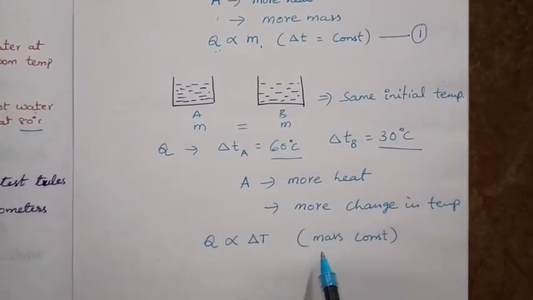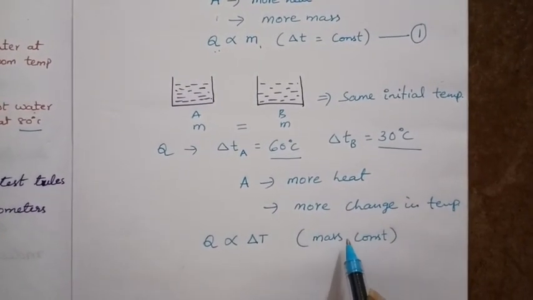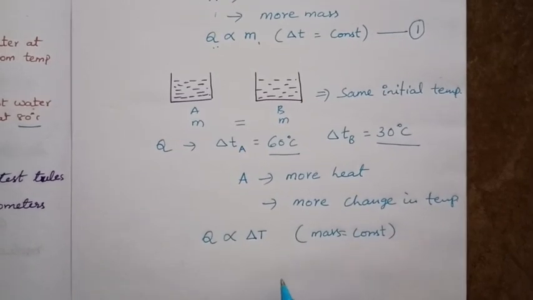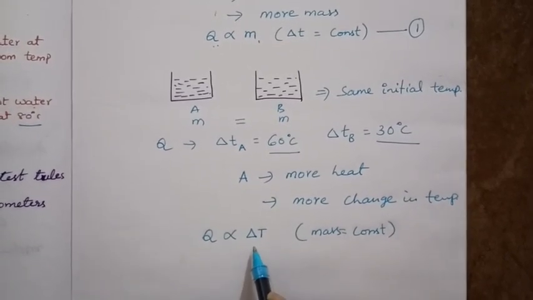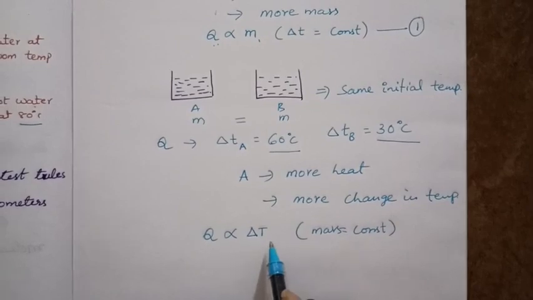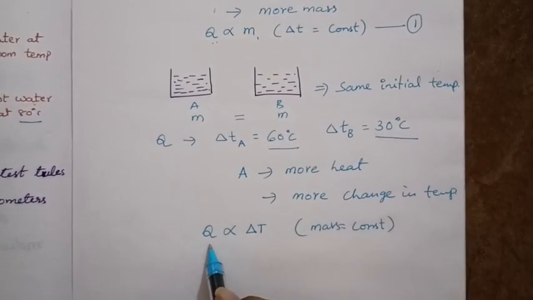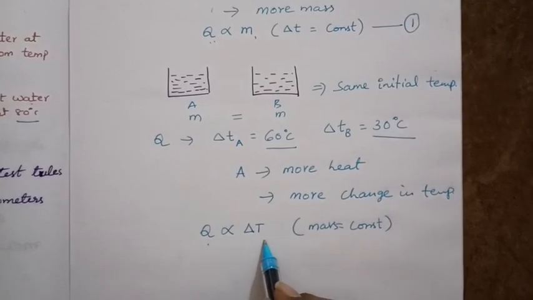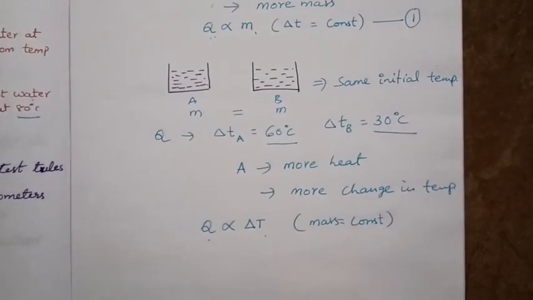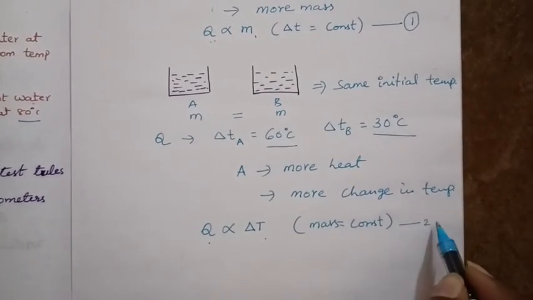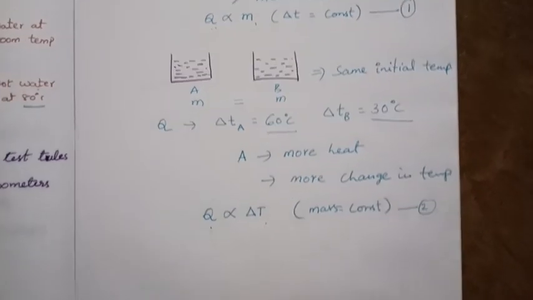When mass is constant, the amount of heat depends on change in temperature. More change in temperature, more amount of heat. Less change in temperature, less amount of heat. This can be taken as equation 2.